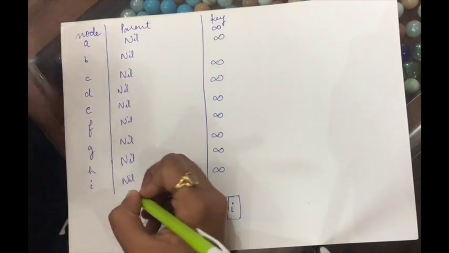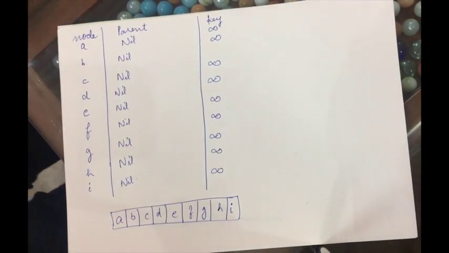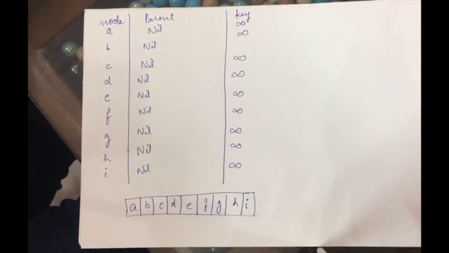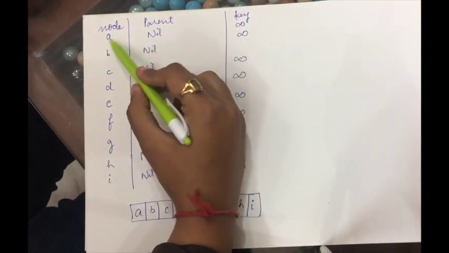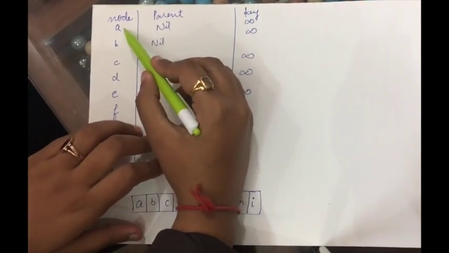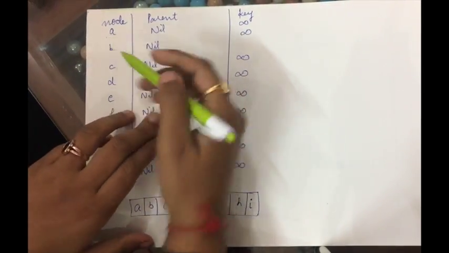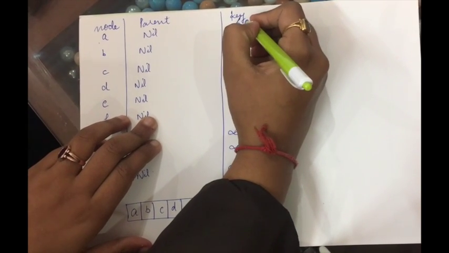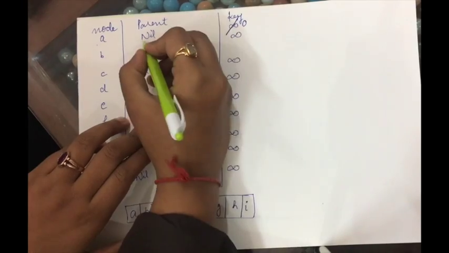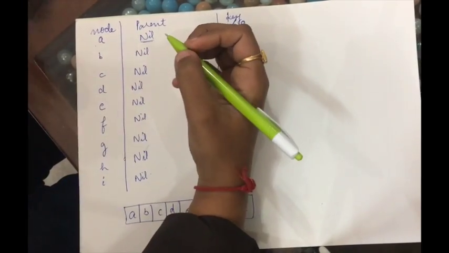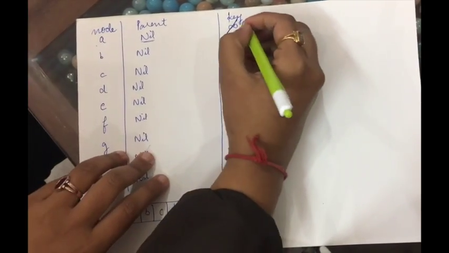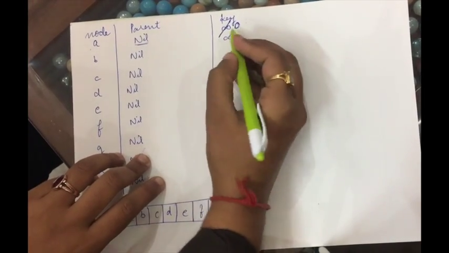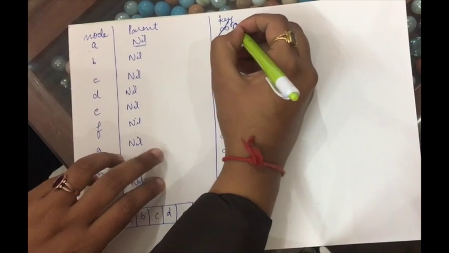Now we start with our algorithm. Obviously, I'll have to select a root node. I'll select the root node as A. As soon as I select the root node as A, I'll write down its cost as 0, and I'll do nothing with its parent. Why? Because the root node has no parent. What I have to choose is the minimum of all the key values. The minimum of all the key values is 0.